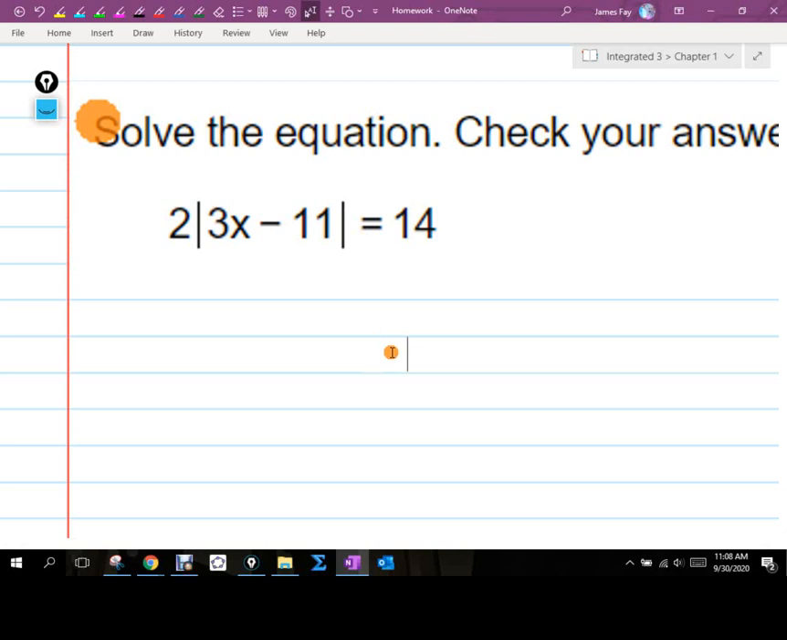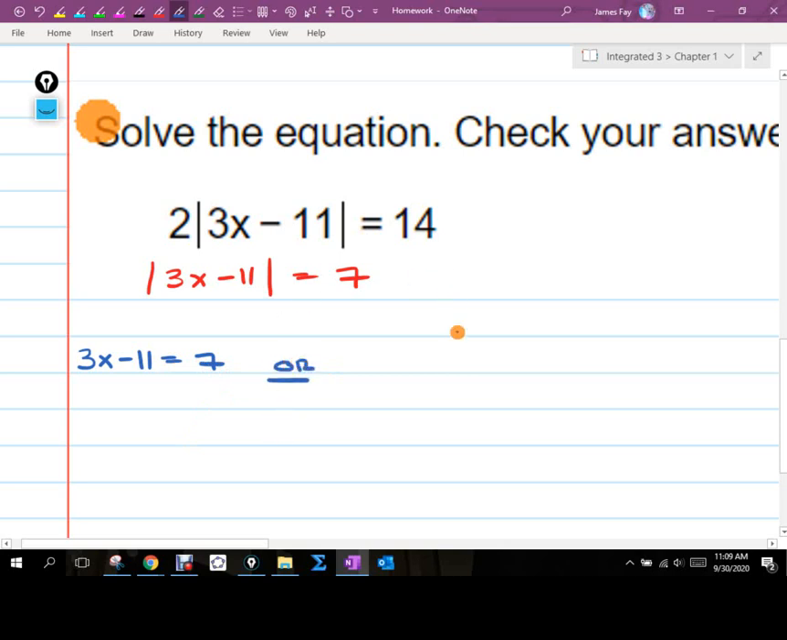Okay. So in this one, what we're going to do is this has to be divided by 2 first. So we'll have 3x minus 11 is equal to 7. And now that matches our rule for absolute value. So we could take the absolute value of 3x minus 11, take the absolute value bars off, and set it equal to 7. Or we go 3x minus 11 and set it equal to -7.